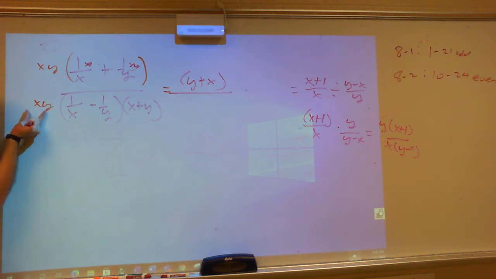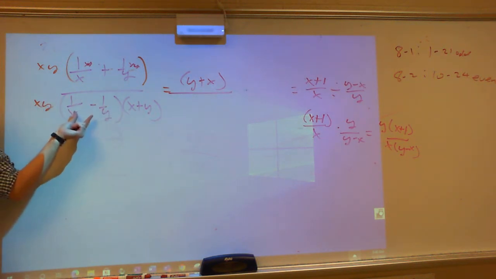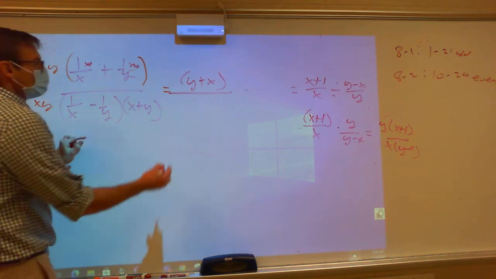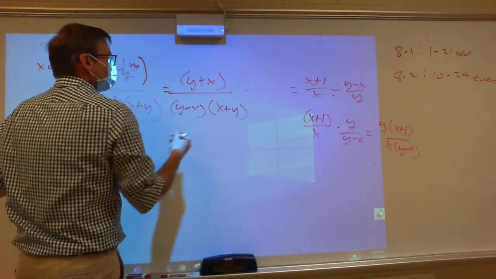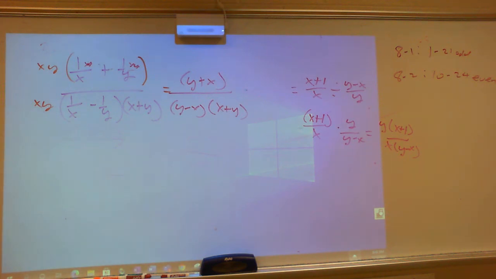Now what happens when you distribute this? What do you get? It doesn't go to both, it just goes to this one. Y minus x. So this is going to give me y minus x times the x plus y. Things got real simple after one step, didn't they?